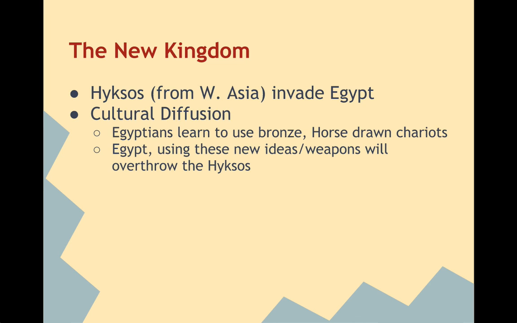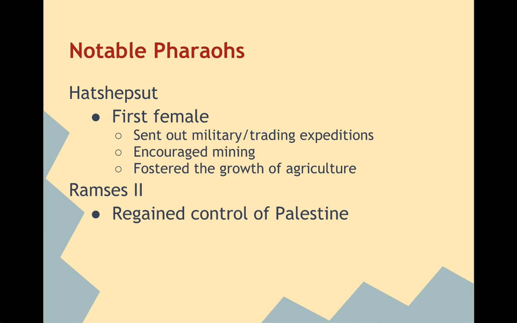And what will happen, though, is that the Hyksos will let the Egyptians learn how to use bronze and create horse-drawn carriages. And eventually the Egyptians are like, oh, heck no, you're not going to take us over anymore. And they take the ideas that they got from the Hyksos and overthrow them and kick them out of Egypt. Now, we're going to talk about pharaohs for a few minutes, and we are almost done.